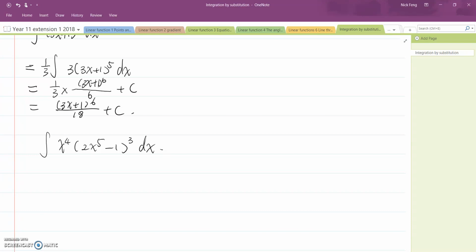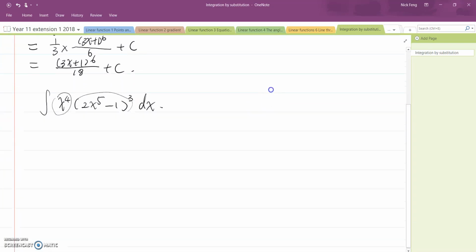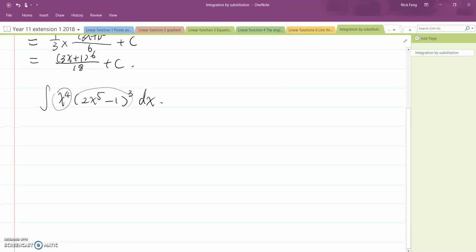Now, this function looks very complicated, and obviously we can't just integrate x to the power of 4 and then integrate this bit separately and multiply them together, because the integration process cannot be applied to a product individually. So this is what we're trying to do for the lesson. So let's start the title. Sorry, let's write some notes.